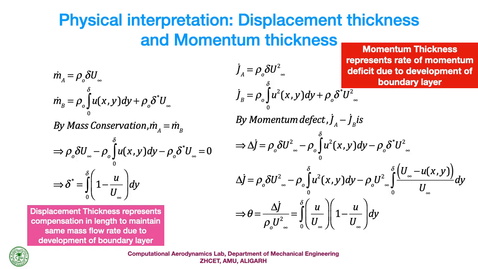So theta, which we call the momentum thickness, is nothing but the non-dimensional form of the momentum deficit. Now if you calculate this value, it will always come out to be positive. So that means the momentum thickness will always be positive, and that means that the momentum deficit is basically positive. That means there is always a loss of momentum as you go downstream in the boundary layer.